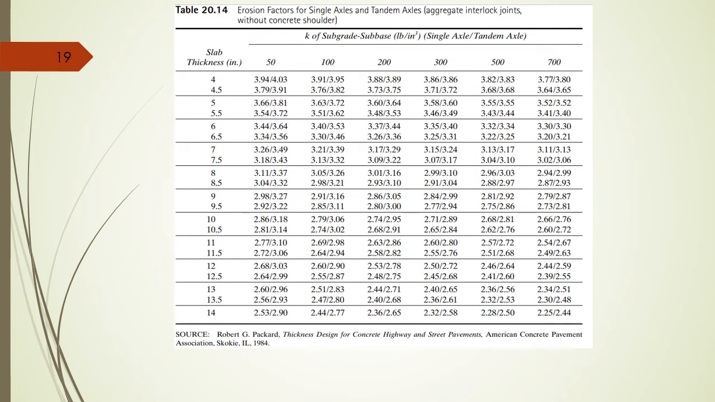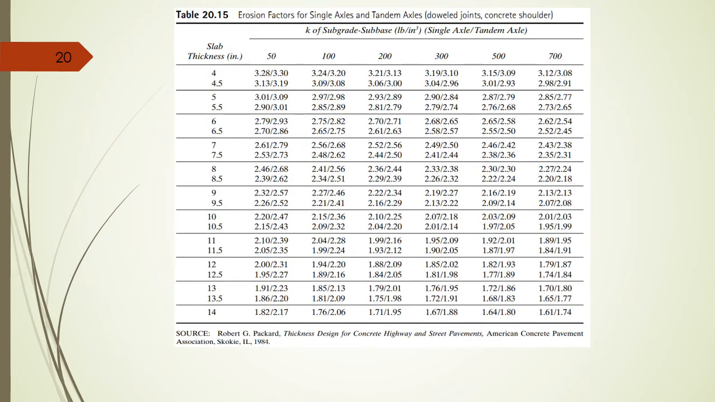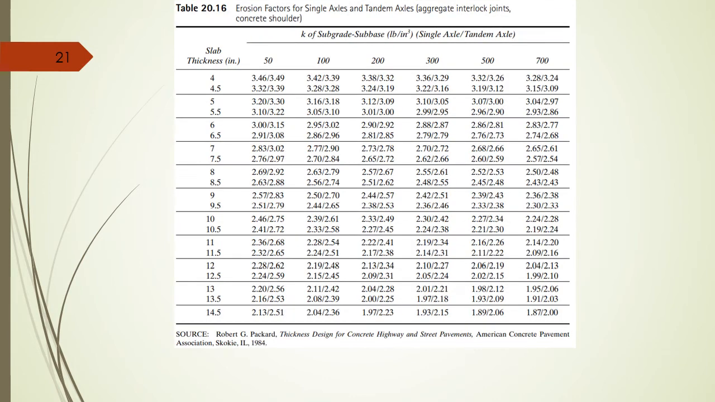The next table, erosion factors for single axles and tandem axles. However, the load transfer type here is aggregate interlocking without concrete shoulder also. Here we have doweled joints and concrete shoulder. Finally, we have aggregate interlocking with concrete shoulder.